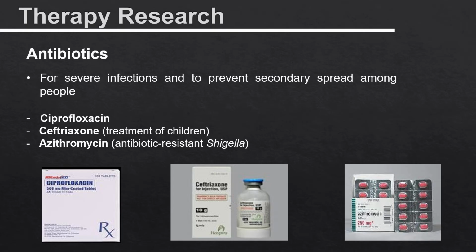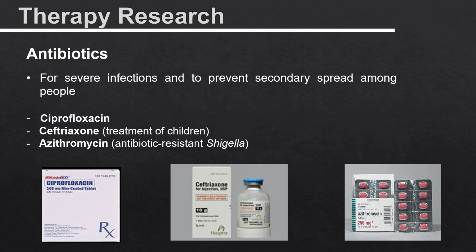So the next slide is about the treatment of Shigella through antibiotics. Antibiotic treatment is recommended for the treatment of severe infections and to prevent secondary spread among people living in closed quarters, such as family members, or during an outbreak. Ciprofloxacin and ceftriaxone are effective antibiotics of choice.